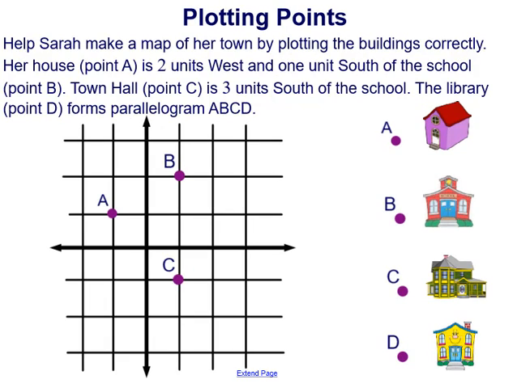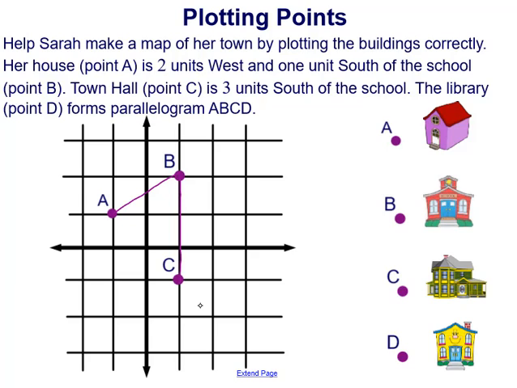We then are told that the library, point D, forms a parallelogram ABCD. So if we want to connect points A and B, and then point B and C, we now need to place point D so that it makes a parallelogram. So we can use the fact that it's going to be down here in the 3rd quadrant, otherwise we wouldn't be able to connect it to create and close the parallelogram.